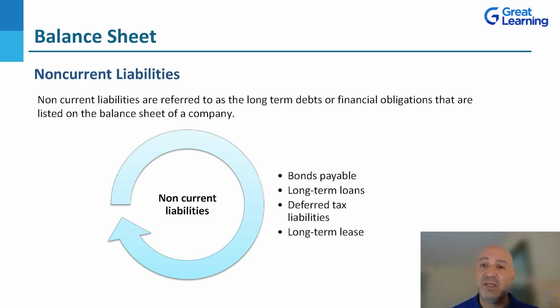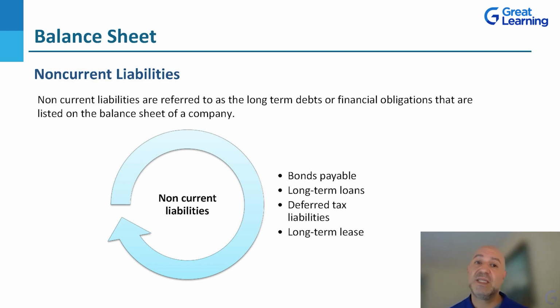It could be a few years to 10, 20, 30 years, depending on how it was set up. So let's look at a couple examples. Bonds payable. So if you took out debt, you need to pay your bondholders. So the interest that's paid, right? That's a long-term thing. That's not something that's short-term in nature. Long-term loans. Again, you want to fund your operations for a long period of time.